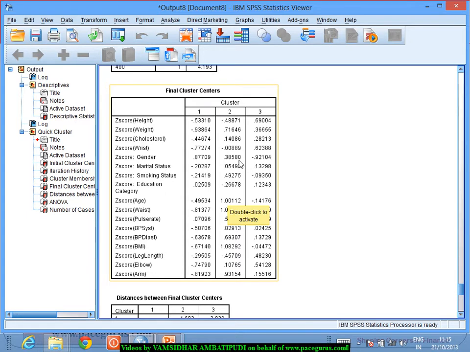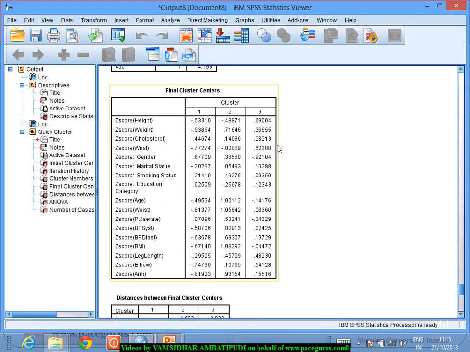But whatever it is, we are seeing cluster 2 typically contain very high weight, very heavy weight, and probably very heavy waist size, high BMIs, and even high arm diameters. All these are the key characteristics of cluster 2, whereas in cluster 1 you are seeing almost all of them to be negative.